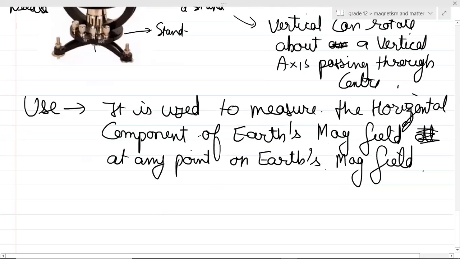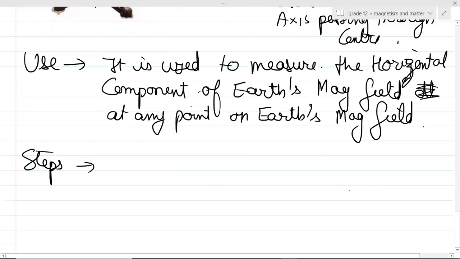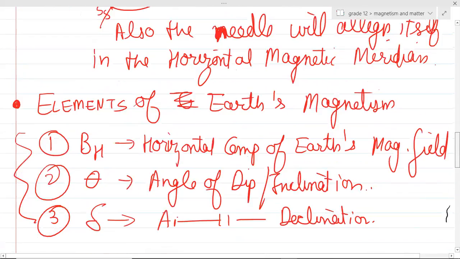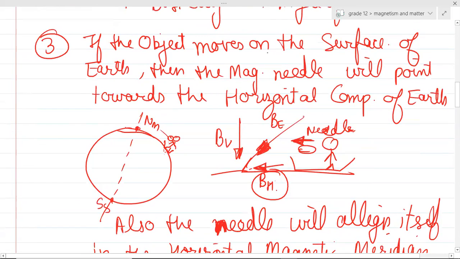Now, how do we do it? Steps. The first step is, wherever you want to find out the magnetic field. First of all, tell me, if you place this tangent galvanometer at any particular point on the Earth's surface, where will the needle point towards? If the object moves on the surface of Earth, the magnetic needle will point towards the horizontal component. So basically, the magnetic needle will align along BH, right?